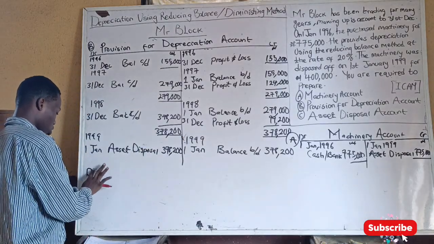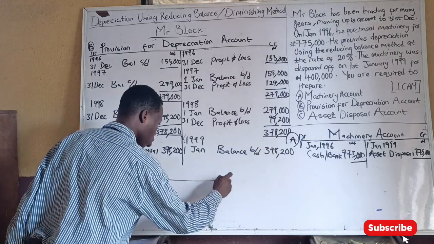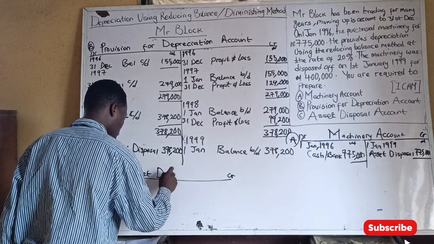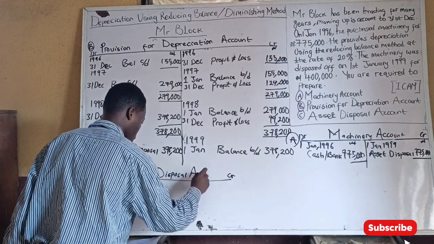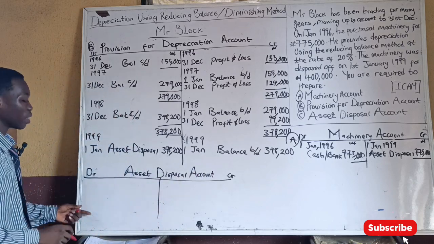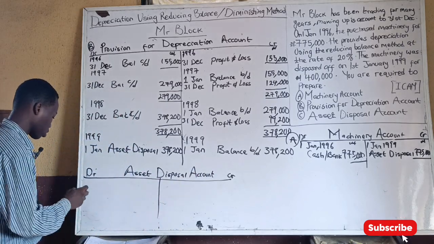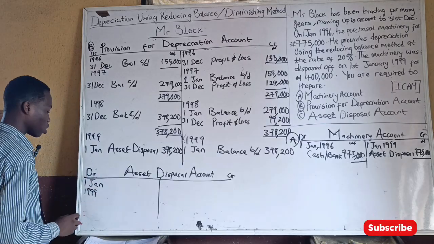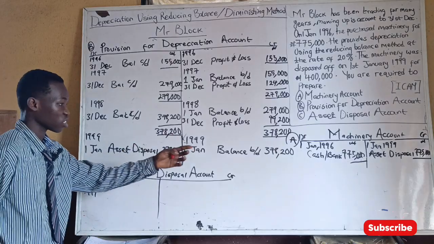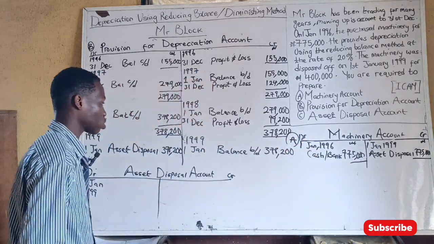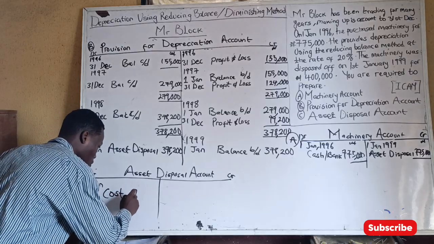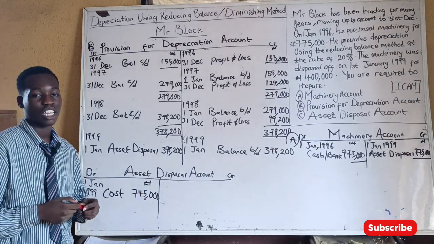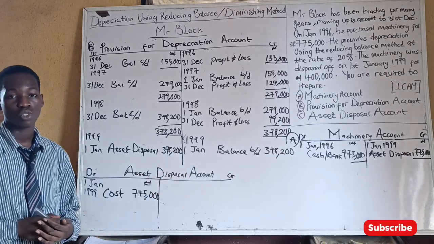Now this leads us to the last part, which is the asset disposal account. So for the asset disposal account, we have the debit, the credit, asset disposal account. So at the debit side, we are going to start with the cost of the asset. So 1st January 1999, starting with the cost of the asset, we have what? Cost, which is 775,000 naira.